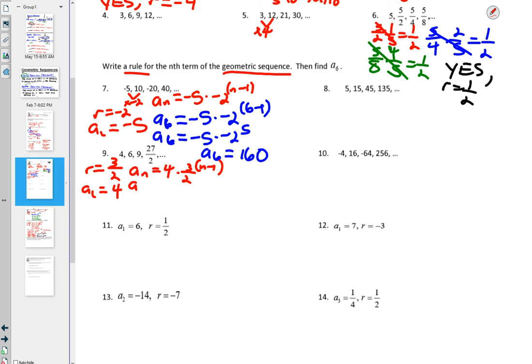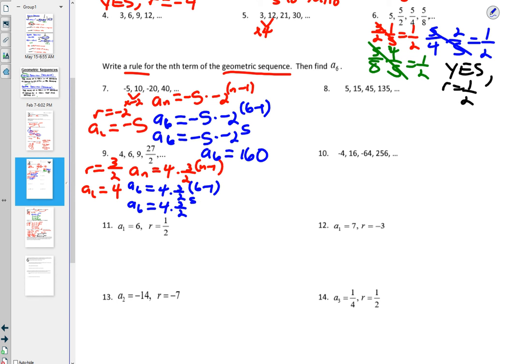So a sub 6 is... this can't be simplified. So a sub 6 is equal to 4 times 3 over 2 to the power of 6 minus 1. 6 minus 1 still gives you the exact same thing, which is 5. If you put that in the calculator, that's fine. I can live with it.